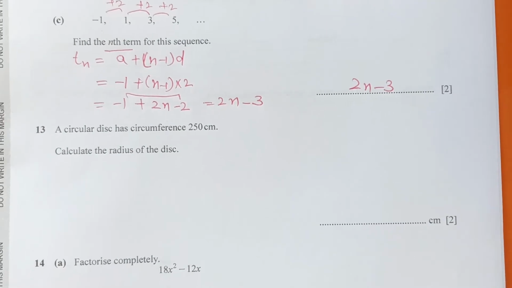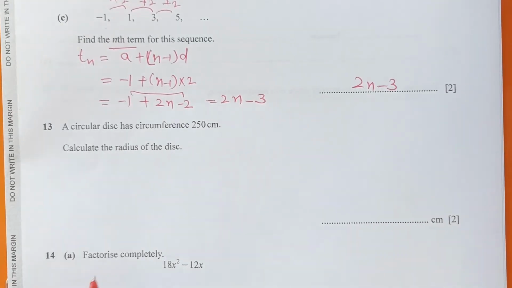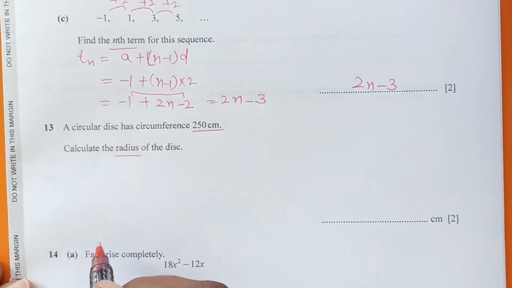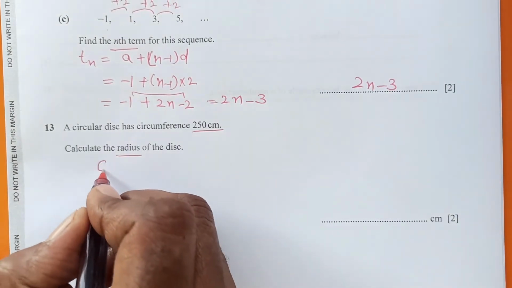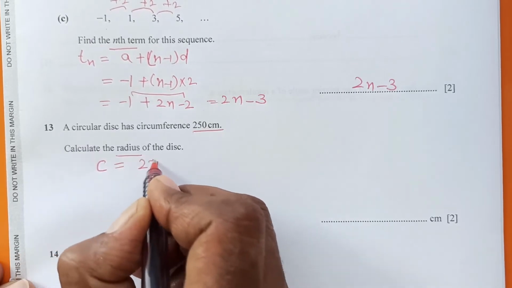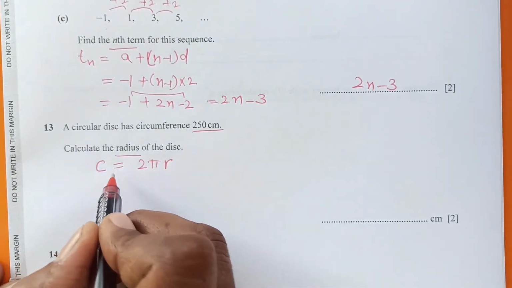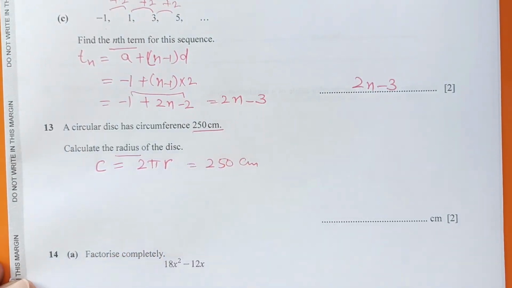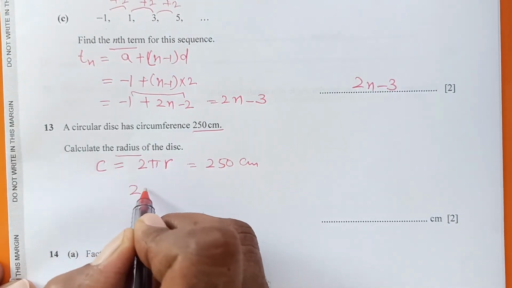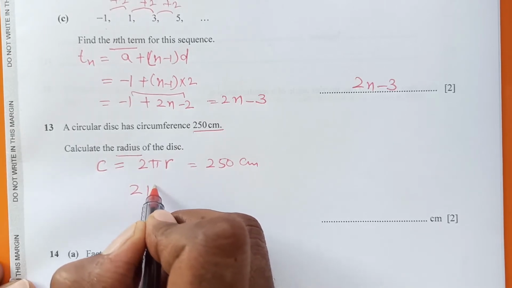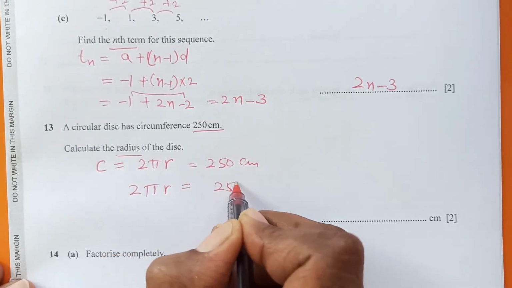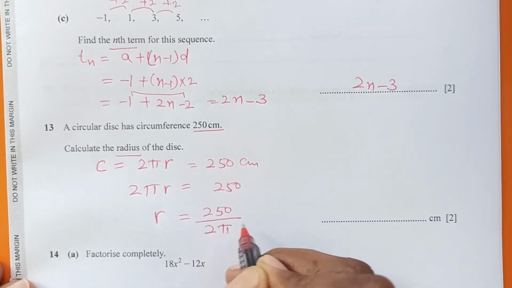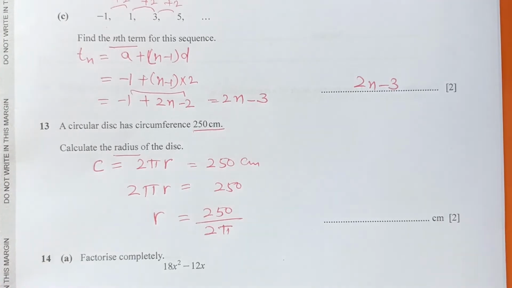Now number 13. A circular disc has a circumference of 250. Calculate the radius of the disc. We know the formula of circumference is 2 pi r, right? And this circumference is given to us as 250 centimeters. So 2 pi r equals 250, so r will be 250 over 2 pi. Let's calculate that.